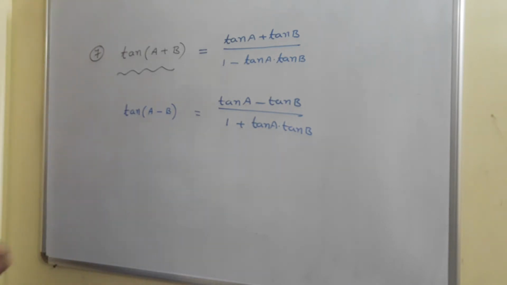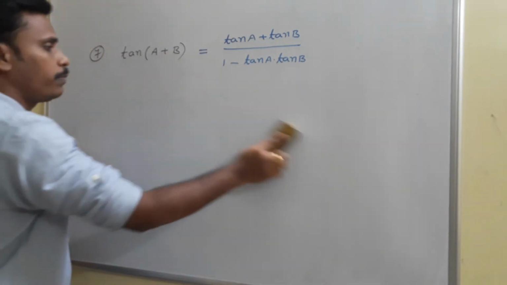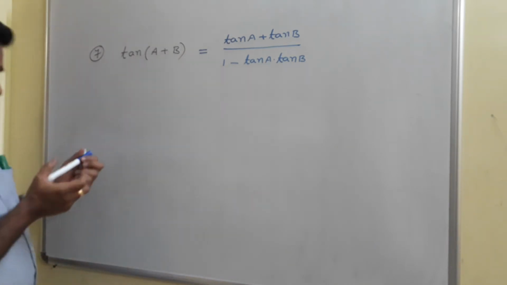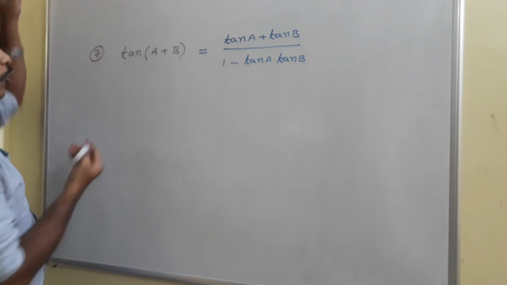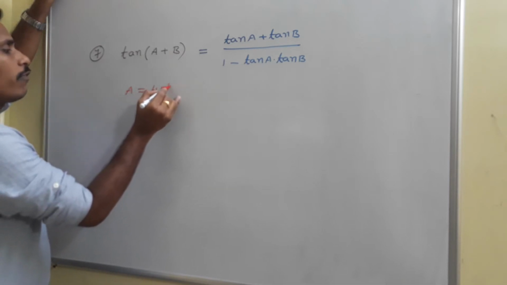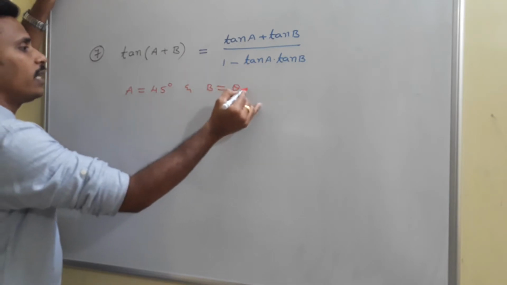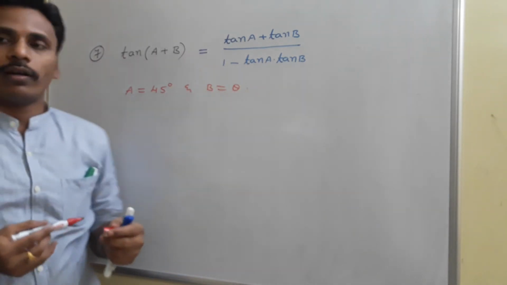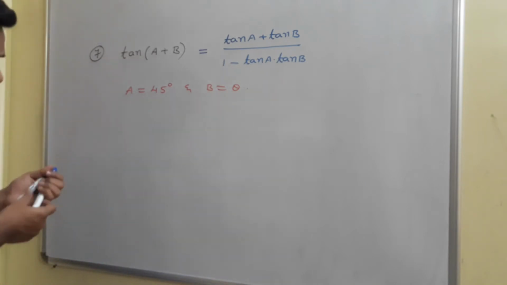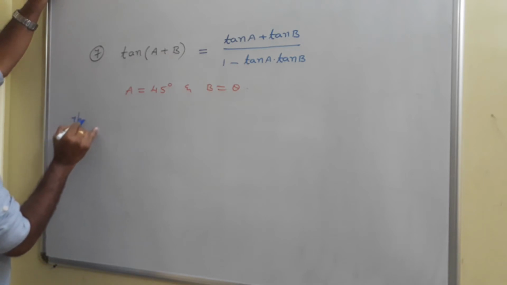Okay, now look there, I am erasing this. First you just concentrate on this tan of A plus B, which is tan A plus tan B by 1 minus tan A tan B. And now what I am going to do is, I will just take A equals 45 degrees and B equals some angle theta. I will replace A with 45 degrees and B with theta. If I replace like that, then what will happen? Just have a look here.